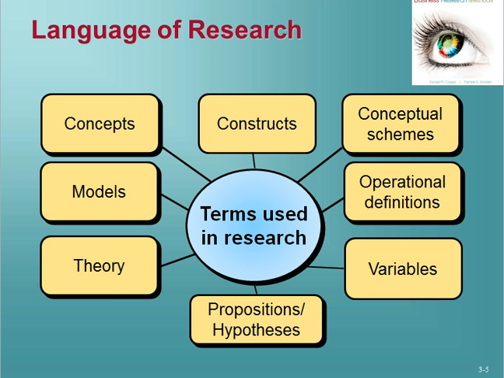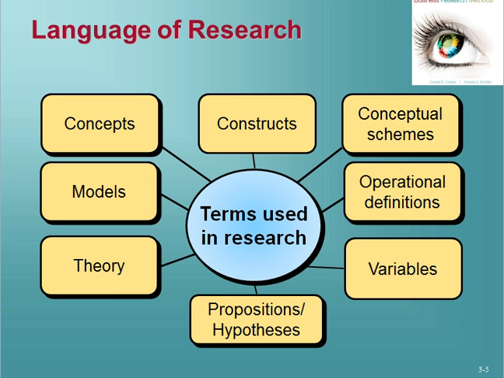Conceptual scheme is the interrelationship between concepts and constructs. An operational definition defines a variable in terms of specific measurement and testing criteria. An example of an operational definition is provided in slide 214. A variable is used as a synonym for the construct being studied. A proposition is a statement about observable phenomena that may be judged true or false.